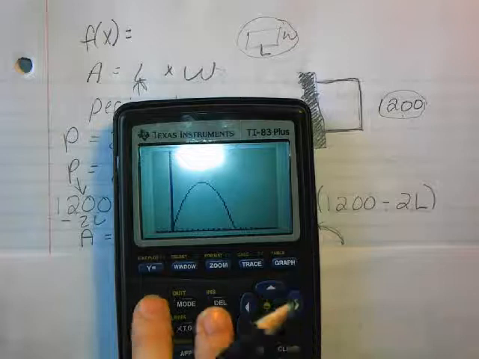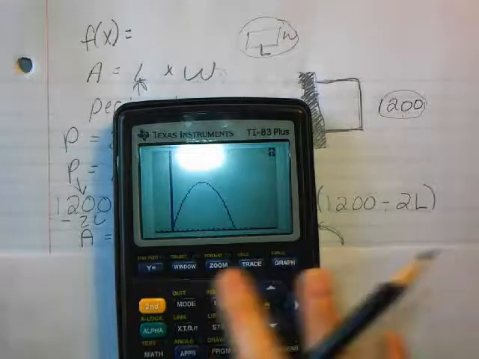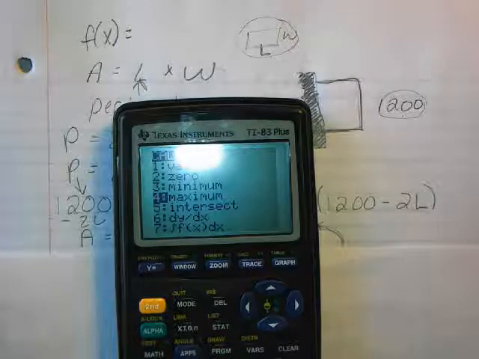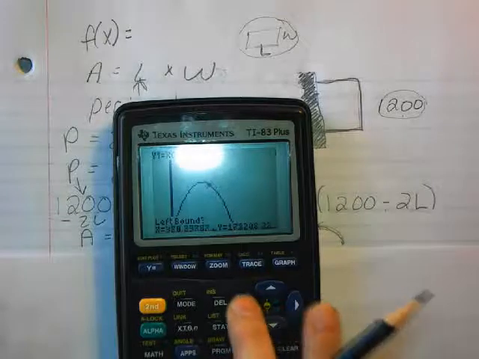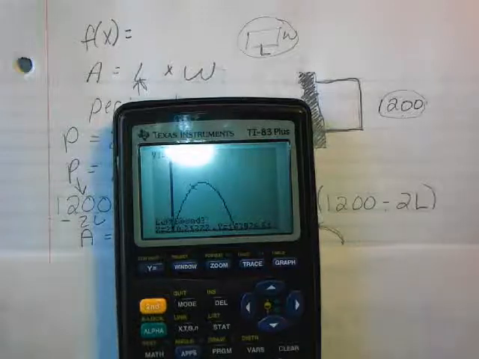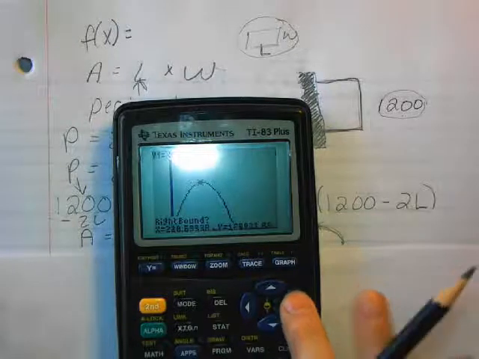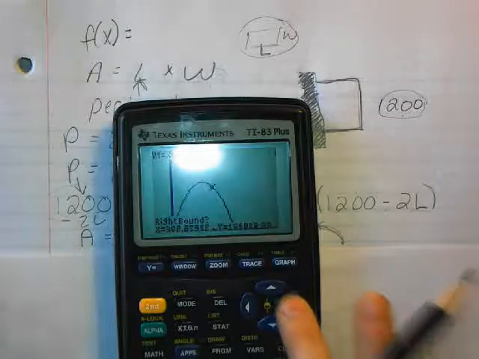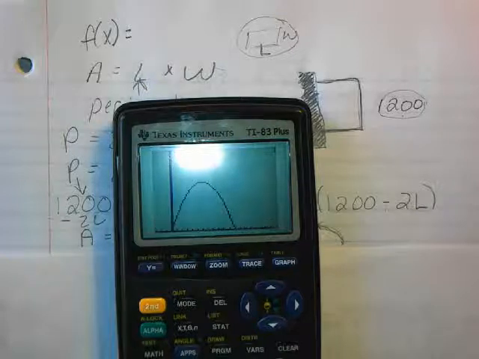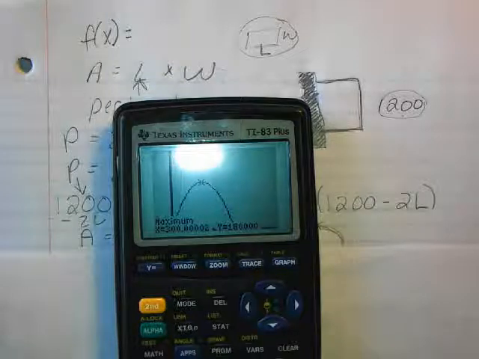So I can do second calc. Click on maximum on my calculator. It's number 4. It's asking me for the left bound there at the bottom, so I have to go to the left side of the maximum, hit enter. Then it's asking me for the right bound, so I need to go to the right side of the maximum, hit enter. And then it says guess, and I want you to guess. And it tells me my maximum, and I'm looking for the y value, right, because my x value is the length. So my maximum y value is 180,000.